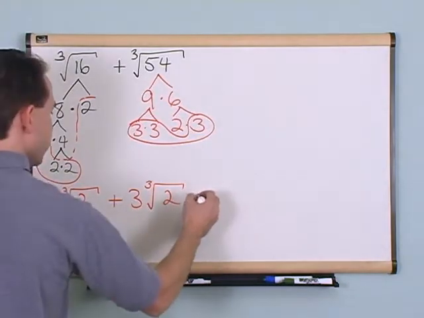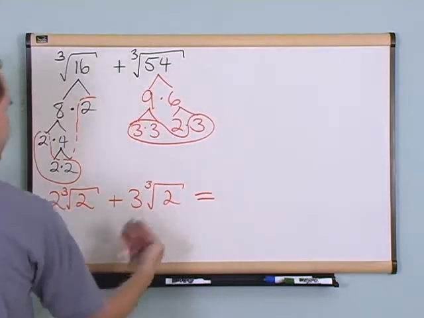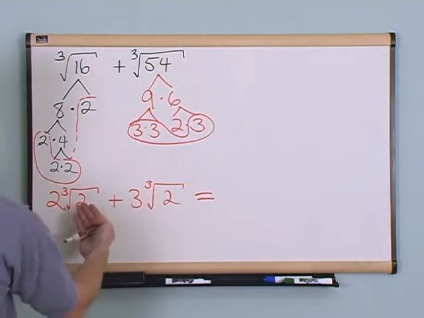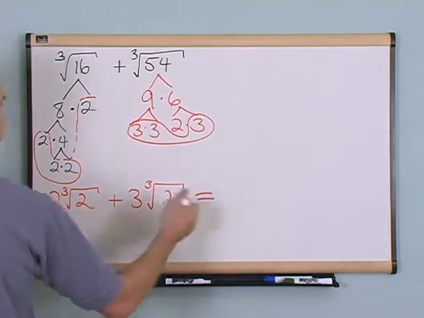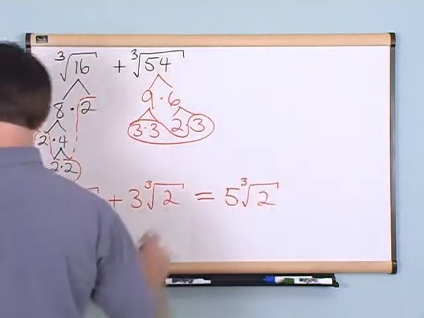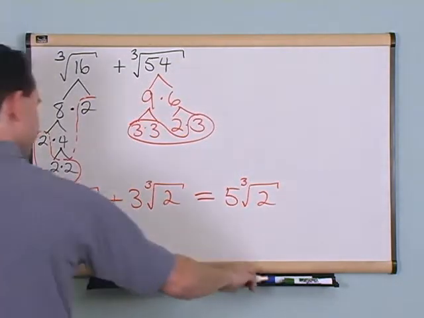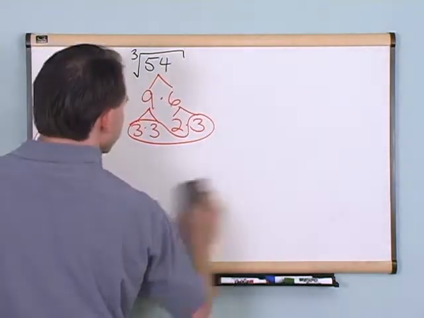Now, it becomes simple. I've got cube root of 2 common here, and I've got a cube root of 2 common there. So that's my common term. I'm just going to add the coefficients. 2 plus 3 is 5 times the cube root of 2. That's the answer. So you can see cube roots really aren't that big of a deal.